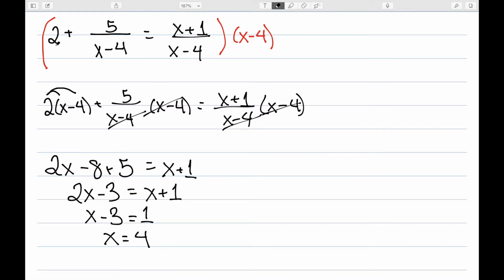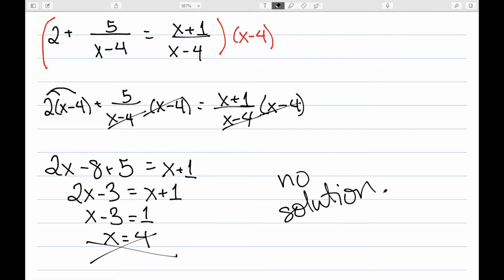So sticking that back in and checking, I have 2 plus 5 over 0, which is bad. So this right here is actually not a solution. And this would have no solution since we can't have 0 on the bottom of a fraction.